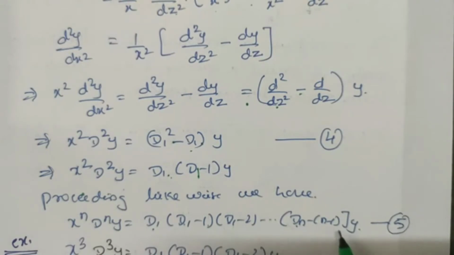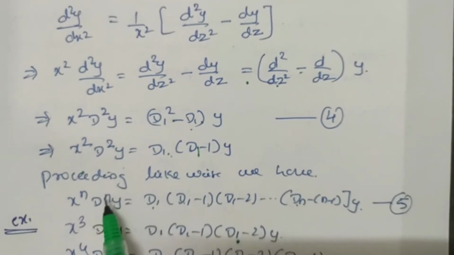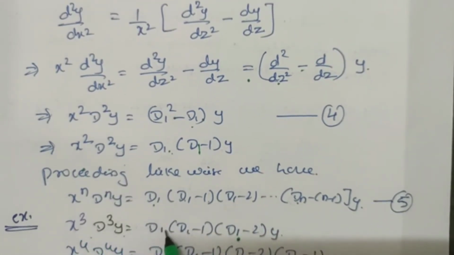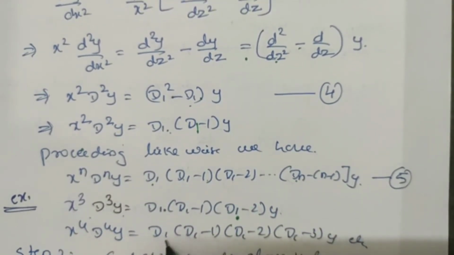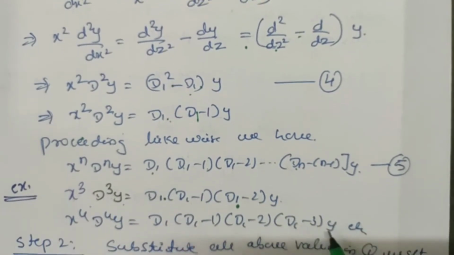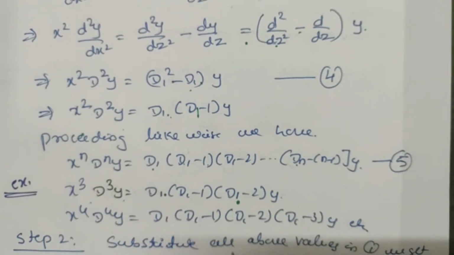Up to d_n minus n minus 1 into y. For example, x cube d cube y is d1 into d1 minus 1, d1 minus 2 into y. X raised to 4 is d1, d1 minus 1, d1 minus 2, d1 minus 3 of y, etc. So this is the first step.